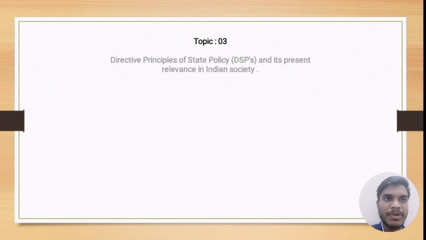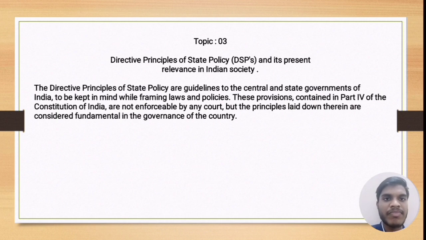Next topic, that is DSPs and its present relevance in Indian society. The directive principles of state policy are guidelines to the central and state governments of India to be kept in mind while framing laws and policies. These provisions contained in Part 4 of the Constitution of India are not enforceable by any court, but the principles laid down therein are considered fundamental in the governance of the country.